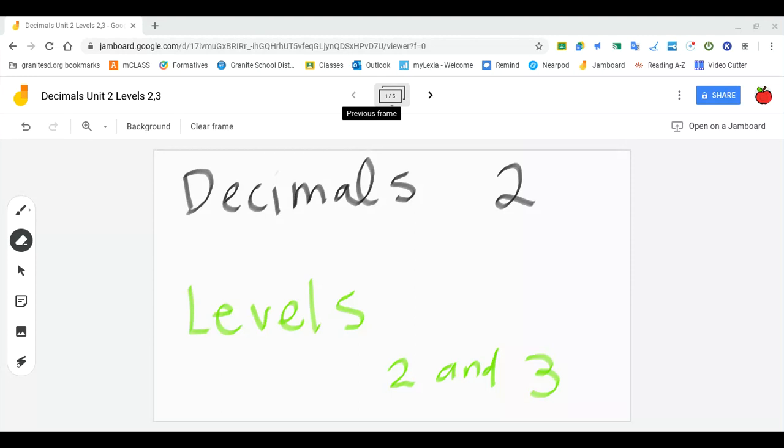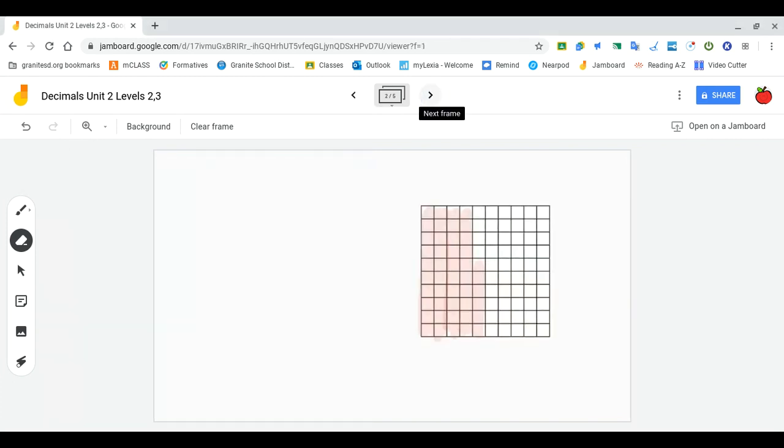Hello, we are continuing with decimals unit 2 with levels 2 and 3. The first thing that I want to remind you is that you are going to be giving answers in fraction form, not decimal form. So make sure you keep that in mind as you begin your formatives.